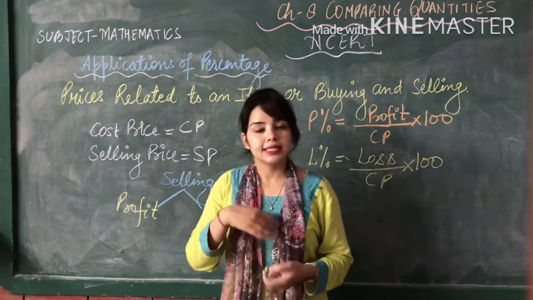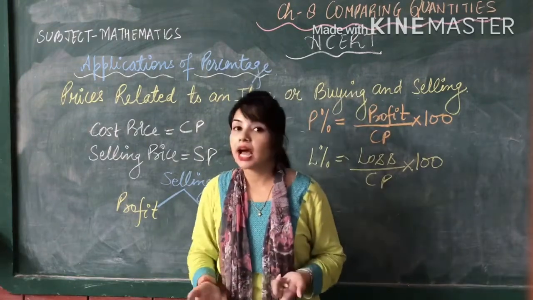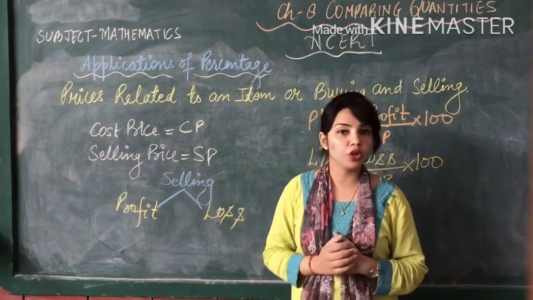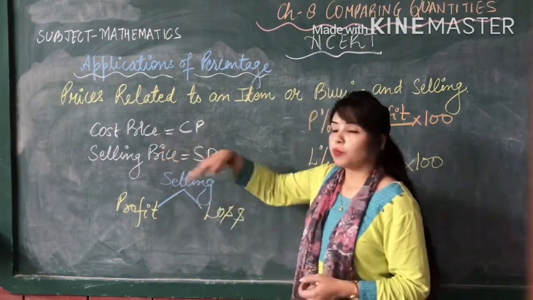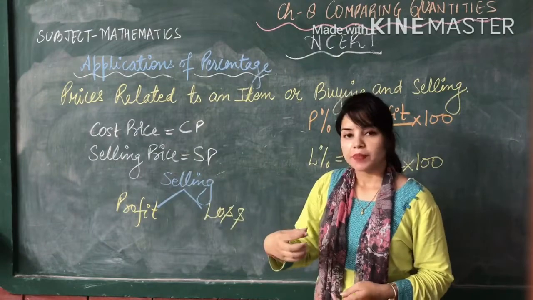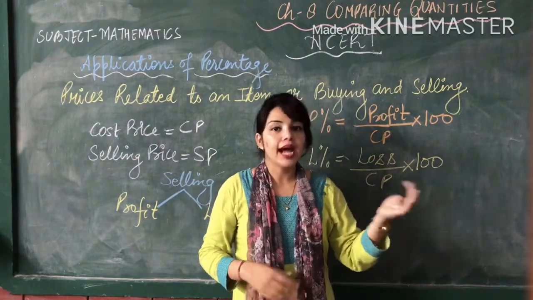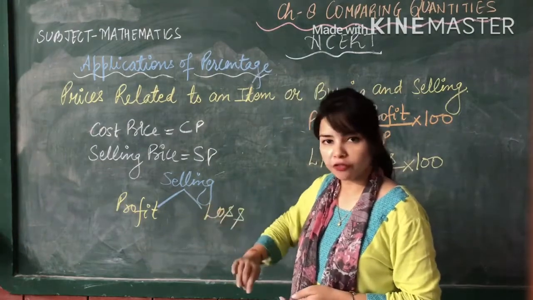Now, when you sell something, you either have profit or loss. How will you find whether you have profit or loss? Compare the price at which you bought and the price at which you are selling it. If the selling price is more, that means you are having profit.